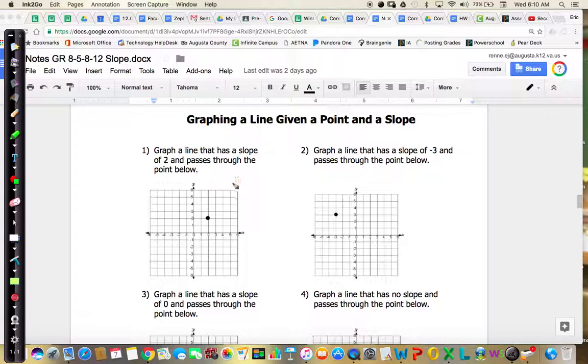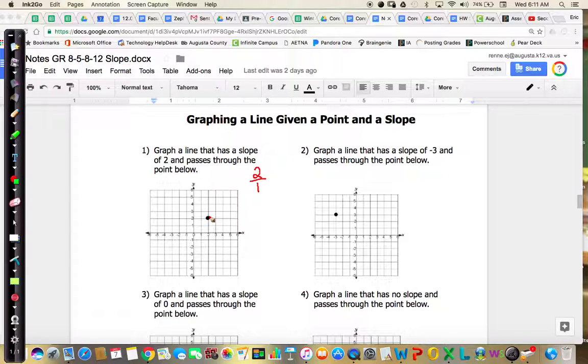So it says graph a line that has a slope of 2 and passes through the point below. So we know that a slope has a rise and a run, but we have a slope of 2. So how can we turn 2 into a fraction and it has the same meaning? That's correct. Put a 1 underneath it. 2 divided by 1 is still 2, but now we have a rise and now we have a run. And when we have a positive slope, the rise has to be positive and the run has to be positive, or another way to make a positive is if the rise is negative and the run is negative.